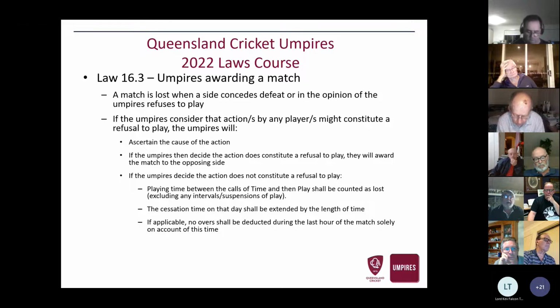Law 16.3 talks to where the umpires may need to award a match. So a match is lost when a side concedes defeat or, in the opinion of the umpires, refuses to play. Where the umpires consider that actions by a player or players might constitute a refusal to play, we need to go and ascertain the cause of the action. So why is it that a team might be delaying coming out after a break or something like that? If the umpires then decide that that action constitutes a refusal to play, they'll award that match to the opposing side.